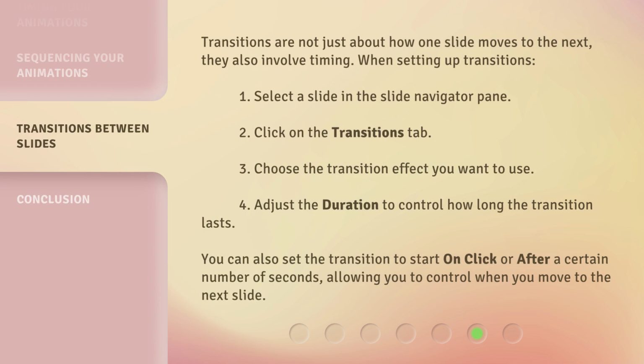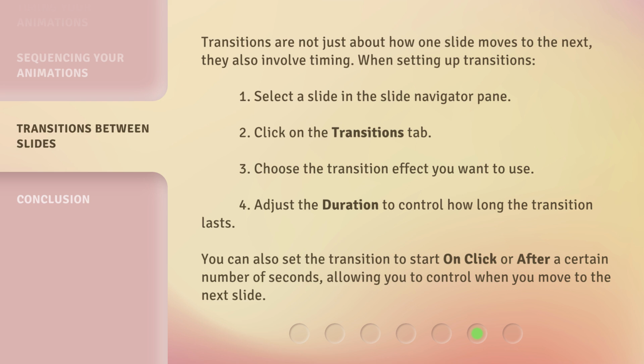Transitions are not just about how one slide moves to the next, they also involve timing. When setting up transitions: 1. Select a slide in the Slide Navigator pane. 2. Click on the Transitions tab. 3. Choose the transition effect you want to use.